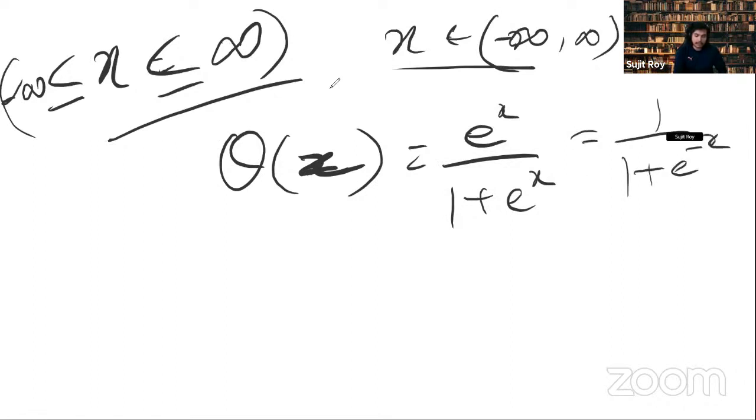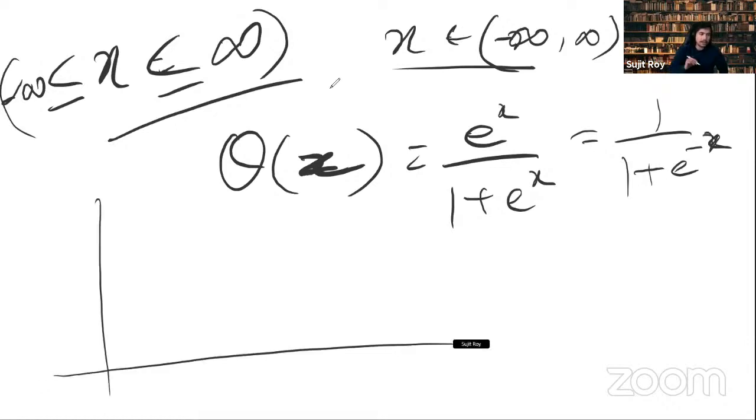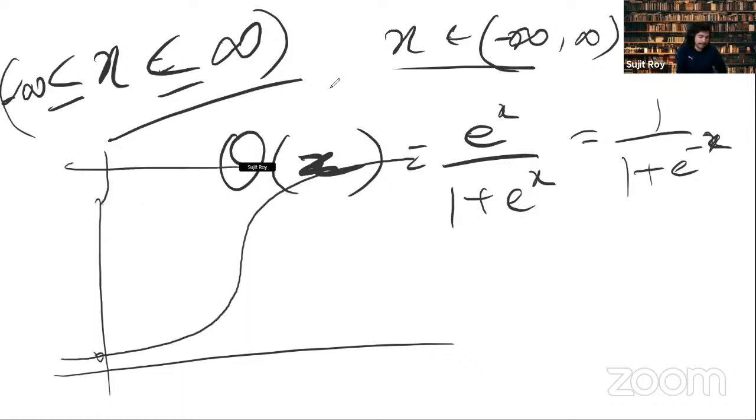So this is a very familiar function, which is a sigmoid function that we have seen. And the values for this function go from 0 to 1 on the y-axis. Okay, so it will be 0 to 1. So this is the sigmoid function.